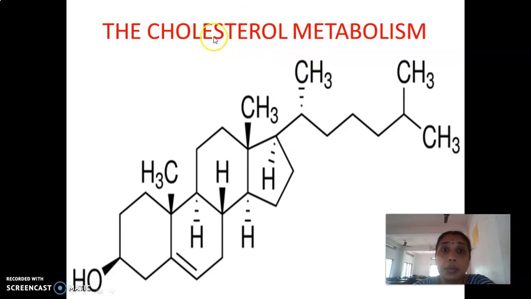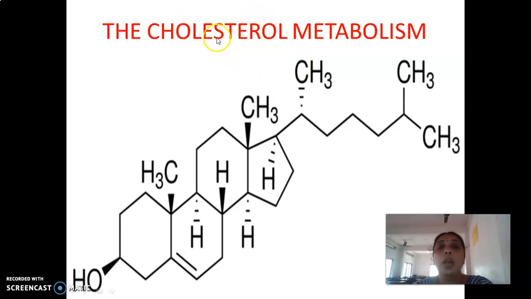The term cholesterol is derived from the Greek word, where chole means bile. So it's a combination of chole and sterol, right? Chole means bile, sterol means solid, and OL stands for alcohol. So cholesterol is a solid substance which is found in bile, having an alcoholic group, an OH group. That is what the term cholesterol means.